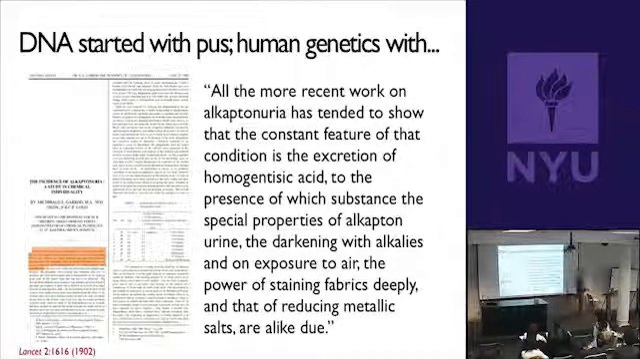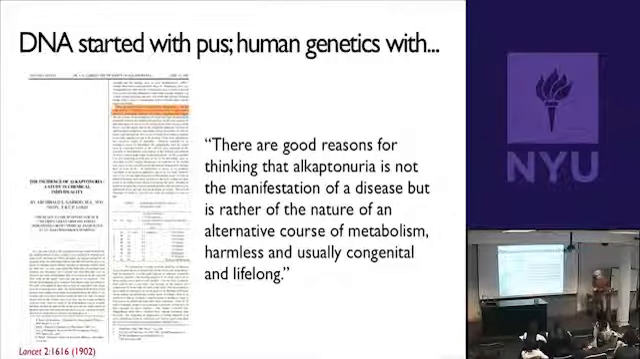And one of the other things he says in this paper is that there are good reasons for thinking that Alkaptonuria is not the manifestation of a disease, that is not an infectious disease, but is rather of the nature of an alternative course of metabolism, harmless and usually congenital and lifelong. So alternative course of metabolism, he's sometimes also called an inborn error of metabolism. Okay, the idea being that you have it from birth and you have it your whole life. It's something different about your physiology, not anything to do with being infected by anything.